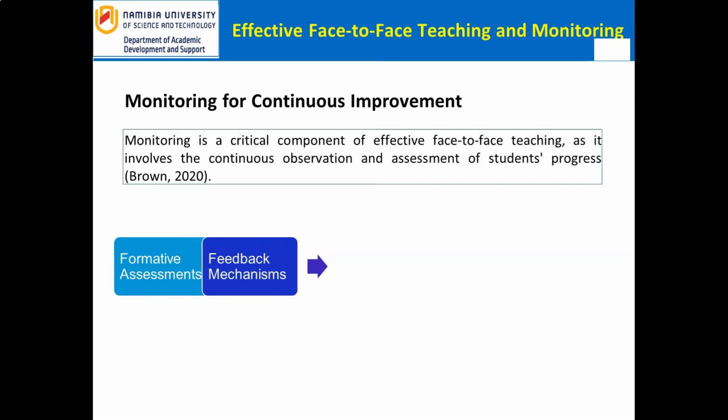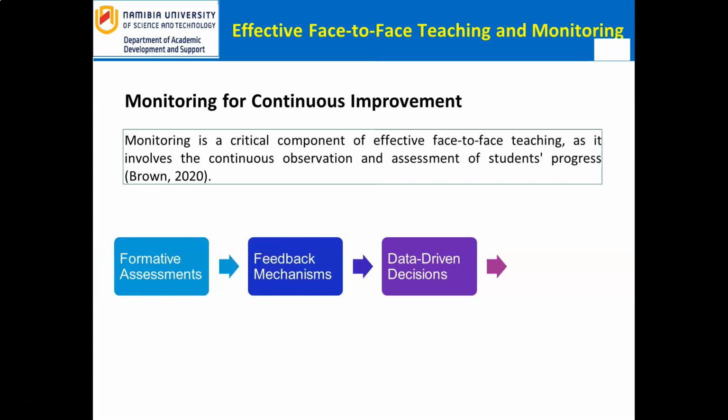2. Feedback mechanisms. Establishing robust feedback mechanisms allows students to express their learning difficulties and receive timely assistance, fostering a supportive learning environment. 3. Data-driven decisions. Using data from assessments and observations, educators can make informed decisions about instructional strategies and interventions that best support student learning. 4. Reflective practices. Encouraging teachers to reflect on their teaching practices and student outcomes promotes a culture of continuous improvement and professional growth, according to Williams, 2021.